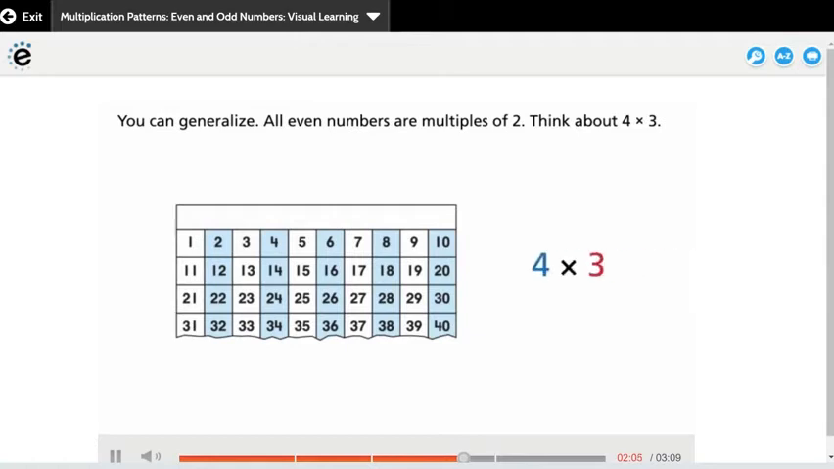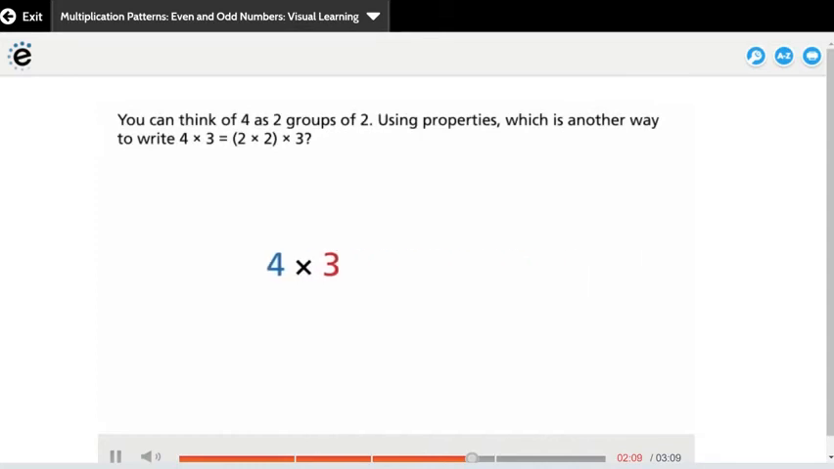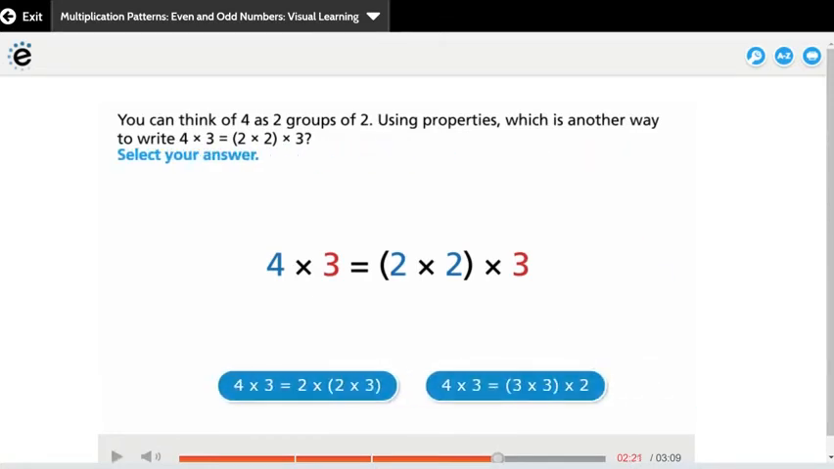Think about 4 times 3. You can think of 4 as 2 groups of 2. Using properties, which is another way to write 4 times 3 equals 2 times 2 times 3? Select your answer.